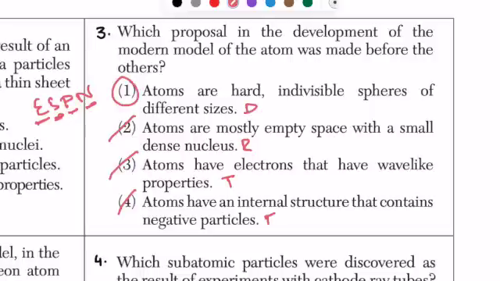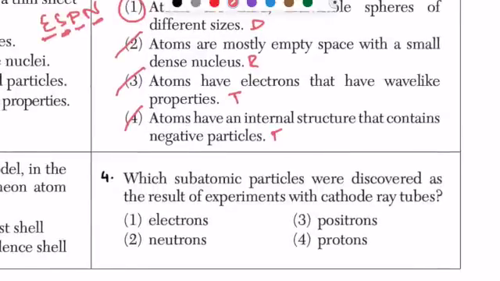Then for number 4, which subatomic particles were discovered as a result of experiments with cathode ray tubes? This experiment was done by J.J. Thomson, and after the cathode ray tubes, the subatomic particle that was discovered was the electron.